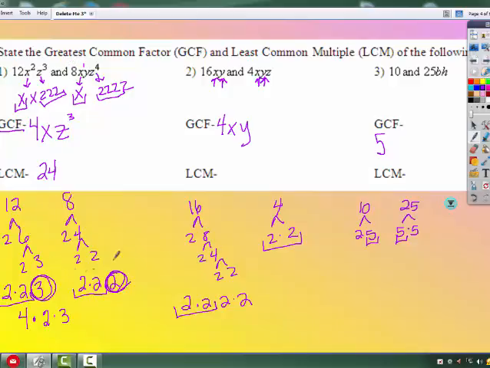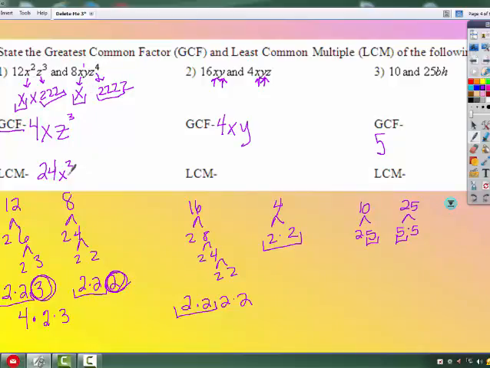Now, if you can do this by just looking at the numbers, go for it. You do not have to make these factor trees. But for some numbers that you're not quite familiar with the factors, it might make it easier for you to use the factor trees. Now, as far as the variables go, for an LCM, because it's a multiple, you're picking the variables with the higher power. So in this case, we're going to have an x squared because we can multiply this by x to get to x squared. Therefore, x squared is a multiple of x squared and x.